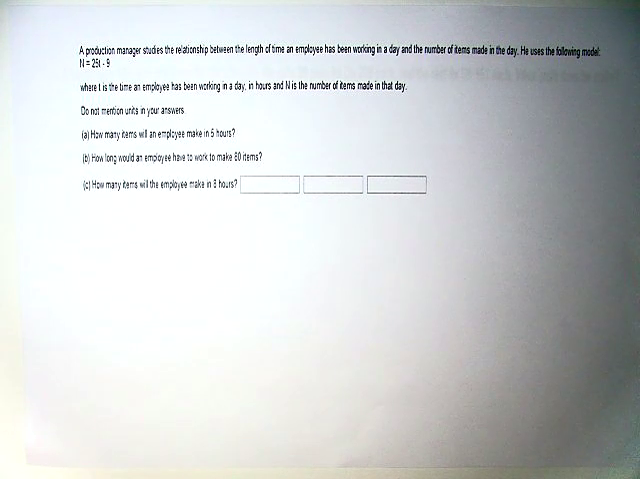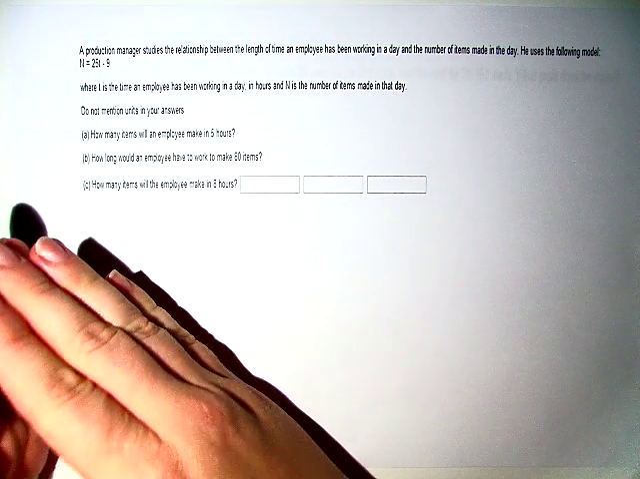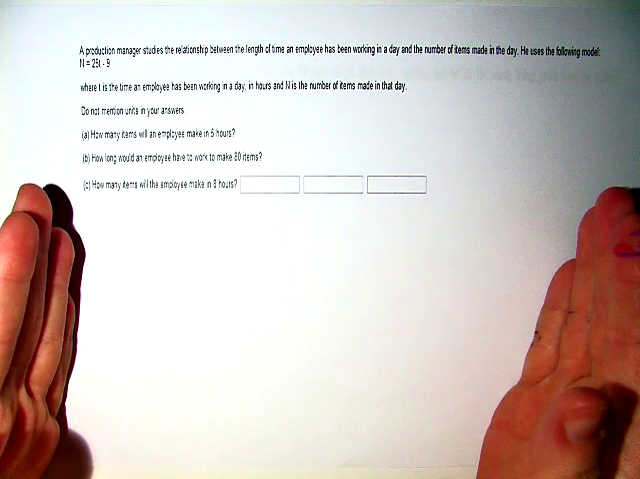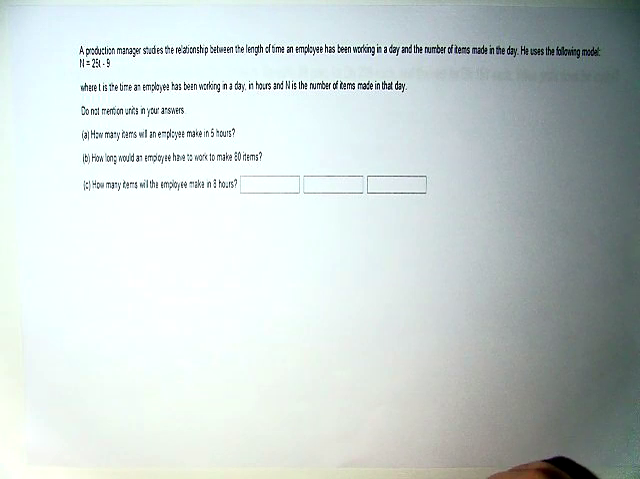All right, we're still in Unit 1, but we're going over some exam questions for the final. A production manager studies the relationship between the length of time an employee has been working and the number of items made in that day. He uses the following model.